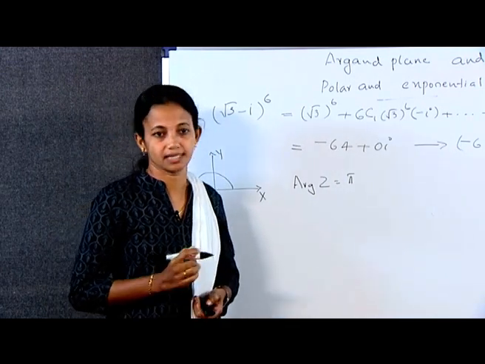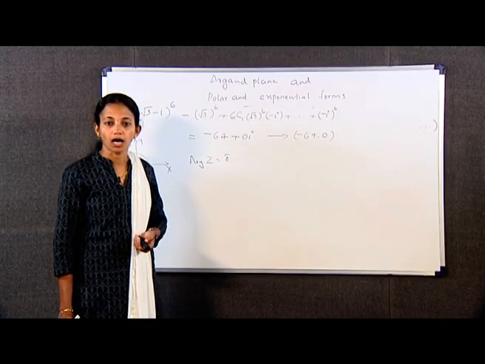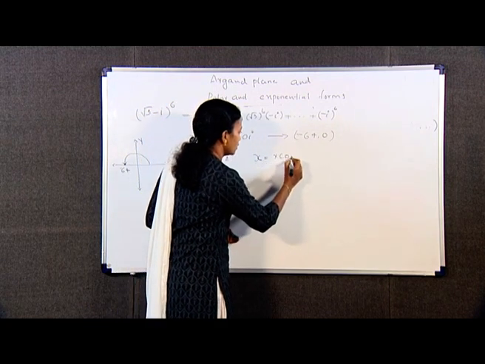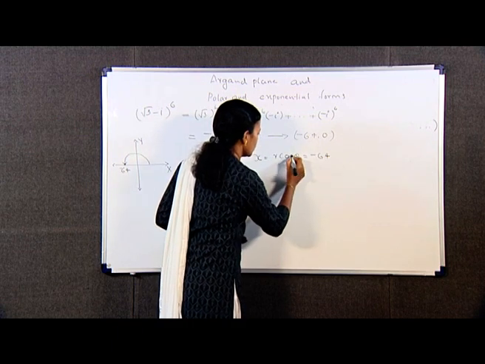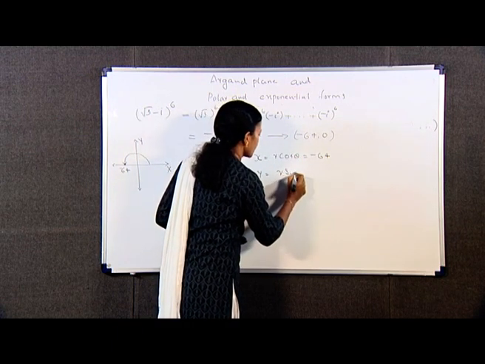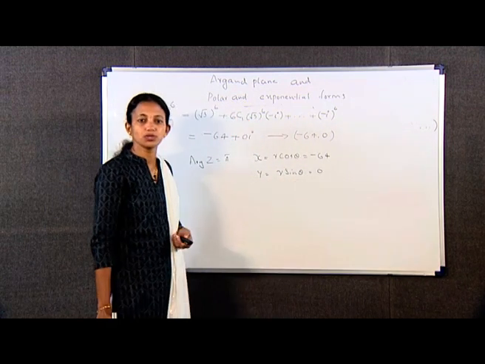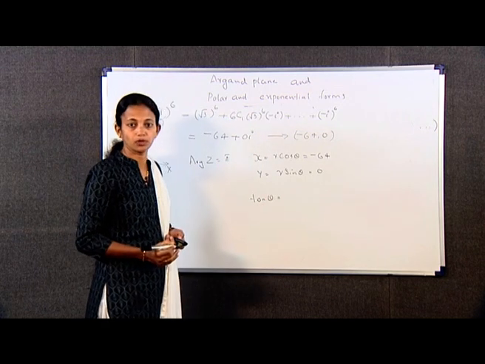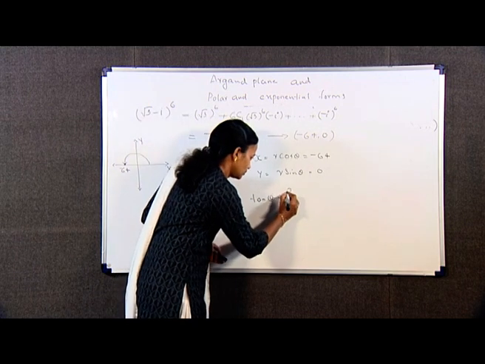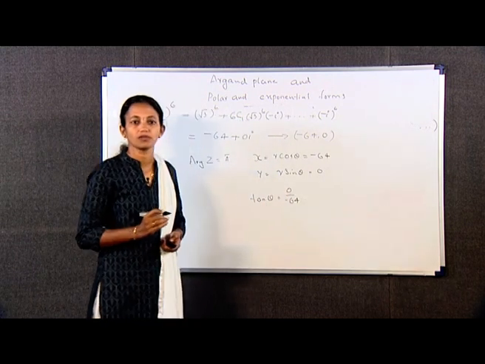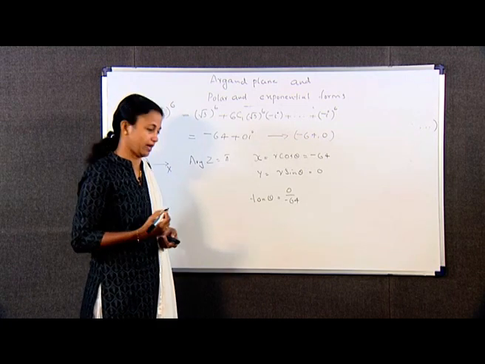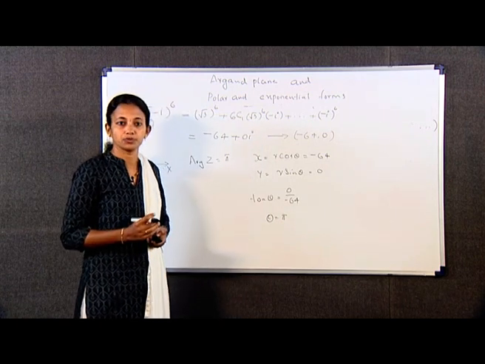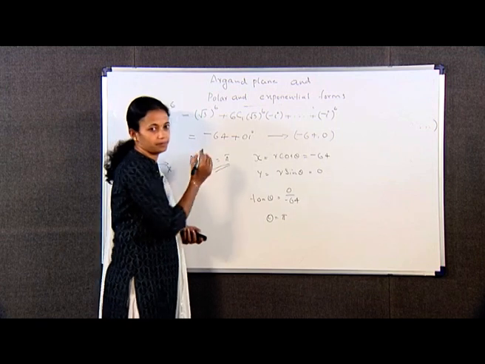This can also be seen as follows. That is, x is equal to r cos theta, which is equal to minus 64. Y is equal to r sin theta, which is equal to 0, which implies tan theta is equal to 0 by minus 64, which gives the value theta is equal to pi. Thus, the principal amplitude is argument of z is equal to pi.